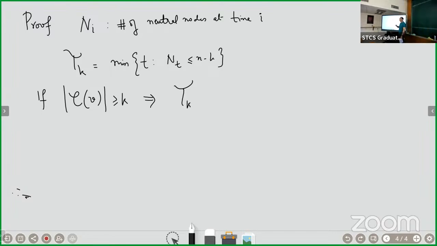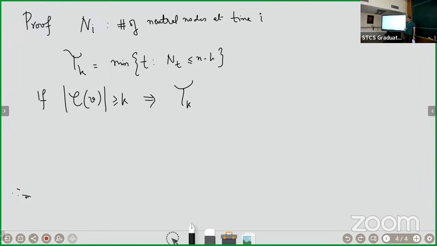So what is the most trivial bound you can give me? When in each step one node becomes neutral to active. Very good. So in k steps you have less than or equal to n minus k neutral. Why is it so difficult? Is the question clear? Are you able to visualize what is going on?